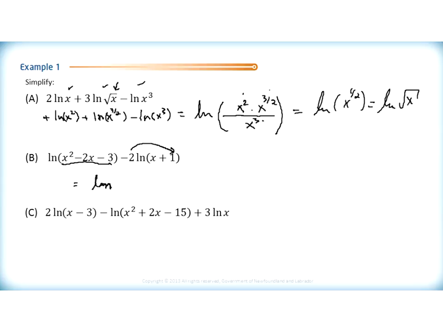And for that log, my numerator will be this guy, but I'm going to write it in factored form. So it's going to be x minus 3 times x plus 1. And the other part will have to be x plus 1, but when I float that exponent up, it becomes squared. Okay? So a real quick simplification, x plus 1 and x plus 1 squared reduce there, and I just get the ln of x minus 3 over x plus 1.